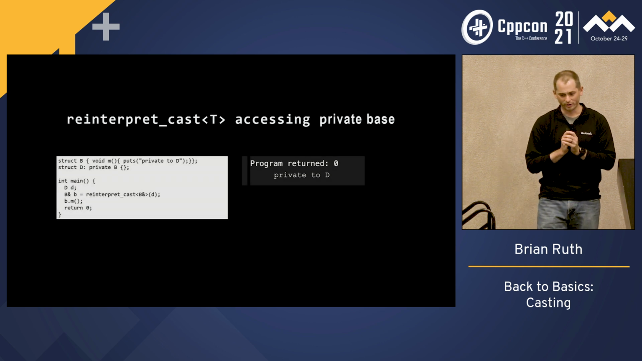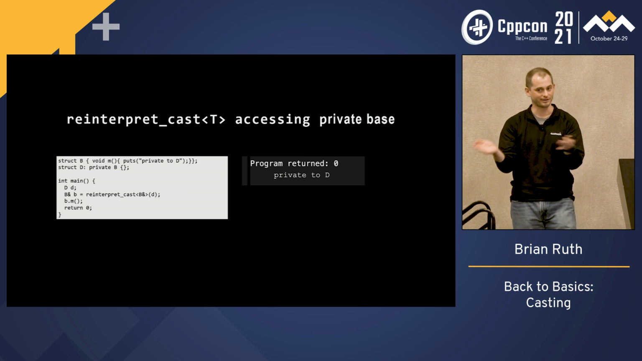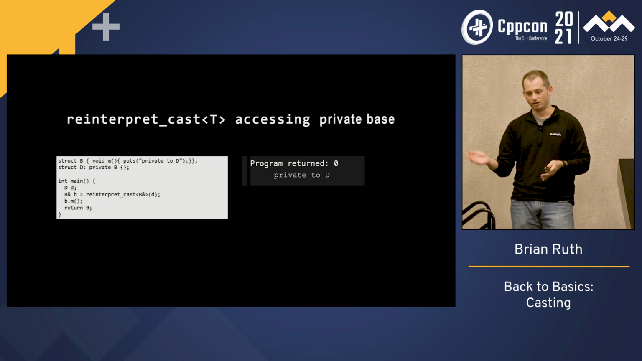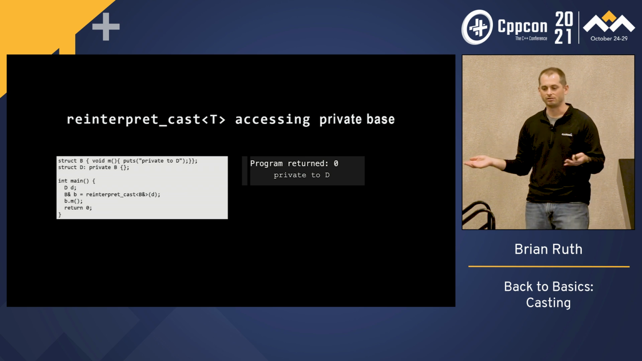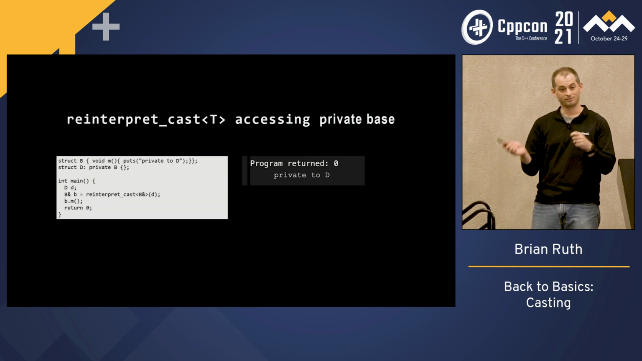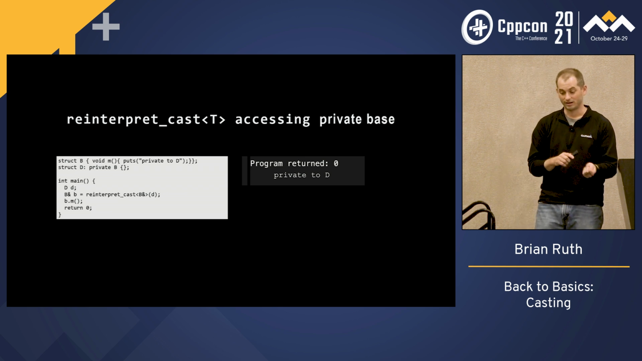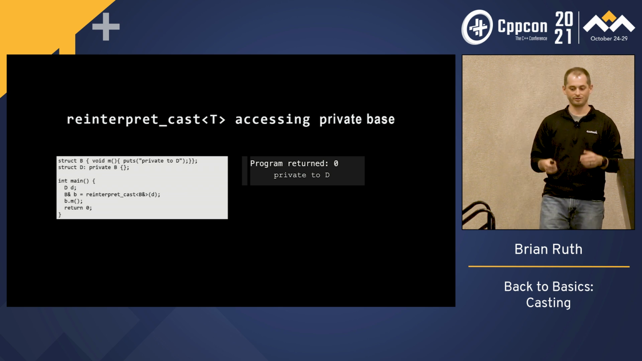Reinterpret cast allows you to do some weird things. So here we have private inheritance. Now again, when we were talking about dynamic cast, if you tried to dynamic cast to a private base class, it would fail. But here with reinterpret cast, you can actually reinterpret cast to a private base class and it'll do the appropriate thing. Not that you should ever want to do this, but you can.